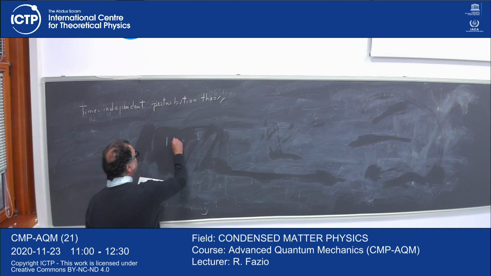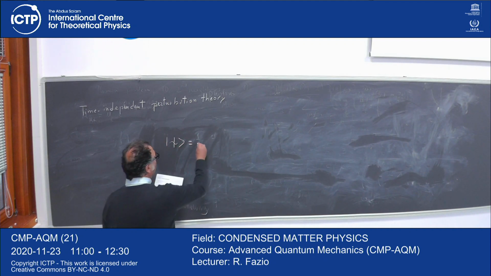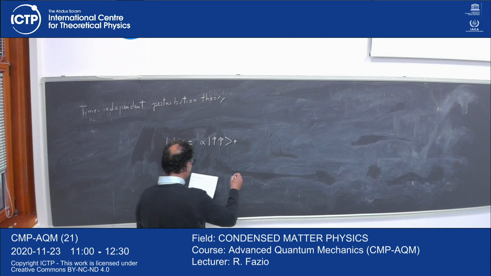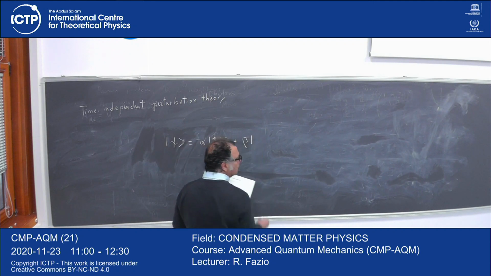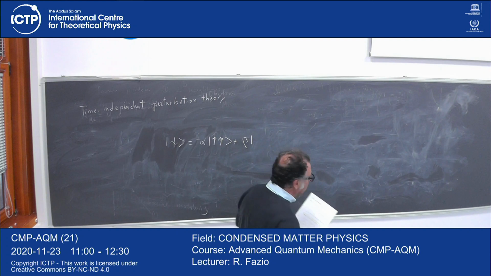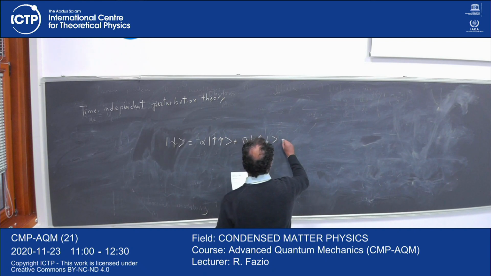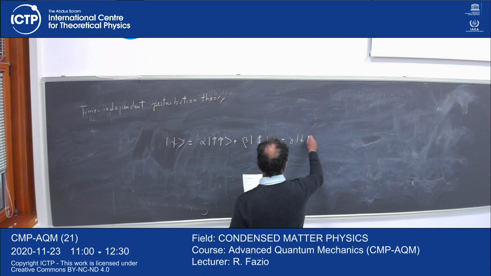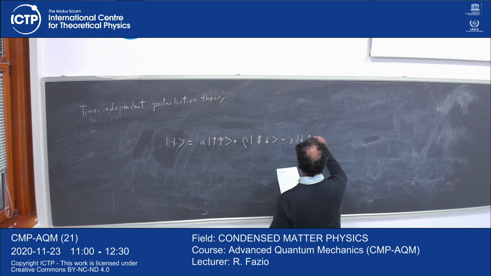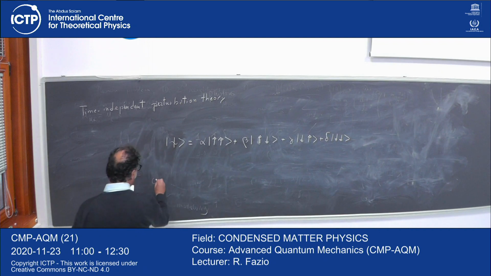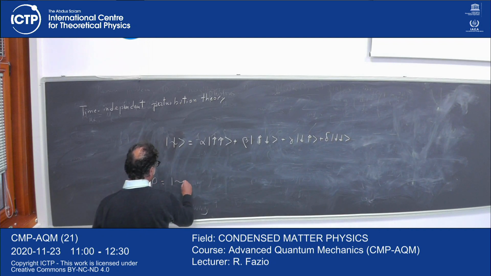So you have the state psi is equal to alpha up up, plus beta up down, plus gamma down up, plus delta down down. Okay? So the rho is just psi psi.